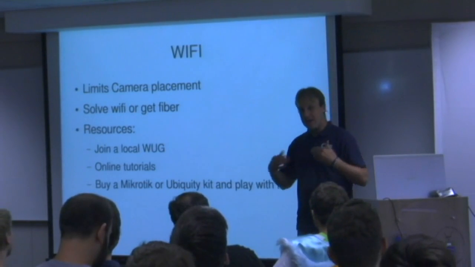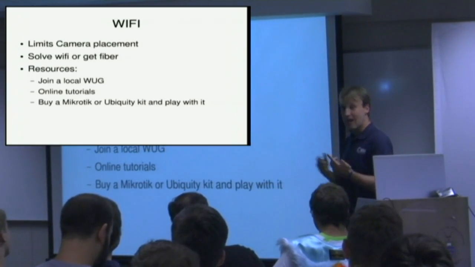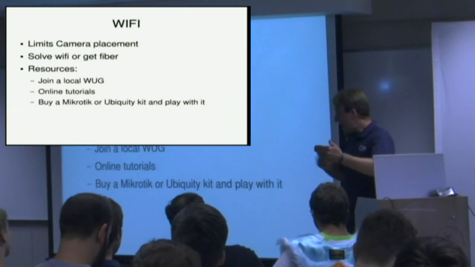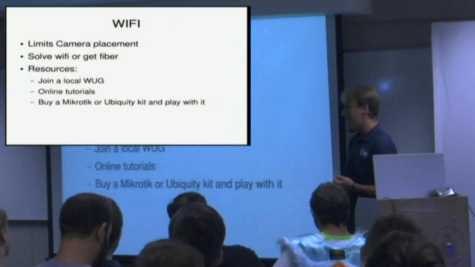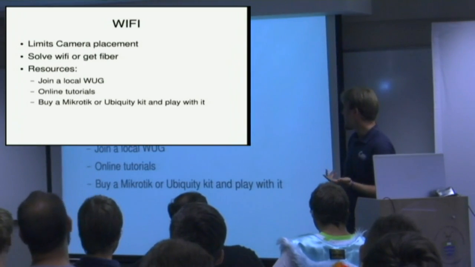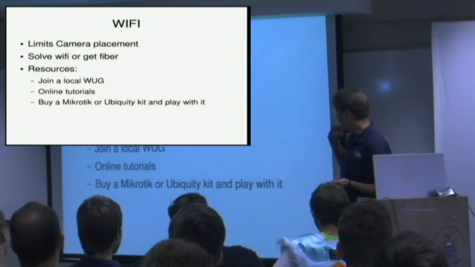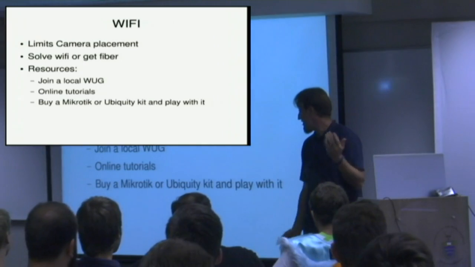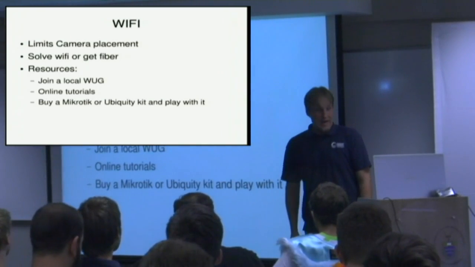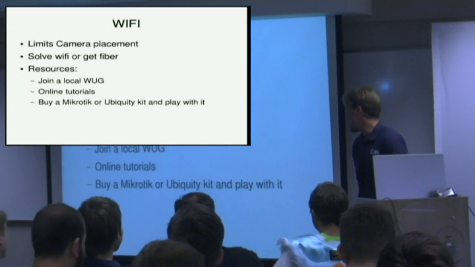A quick intro to that is, if you're doing it in your neighborhood, you're probably going to want to have the cameras not in front of your yard, but actually at important crossings, which means Wi-Fi becomes a very important thing, or fiber if you're really, really rich. So if you do get to that point, join a local WAG, do some online tutorials. Ubiquiti kits are like 600-700 rand each. Buy some, play with it. Good luck. It's not the fun part of building a camera network.